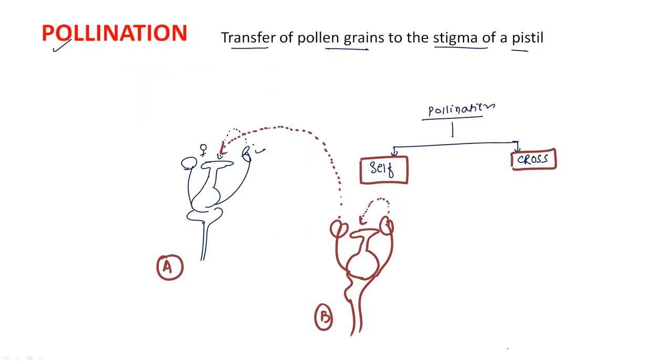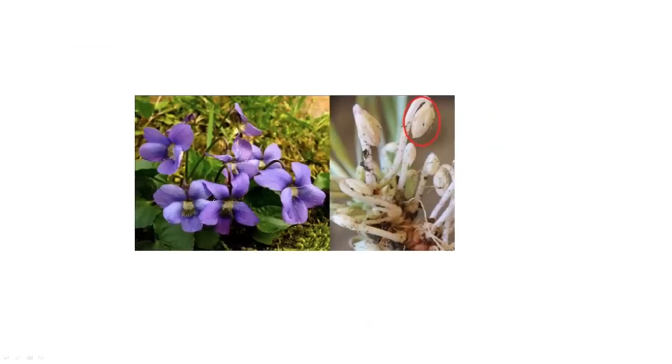Okay, let me just show you the image of the Viola. This is the image of Viola, the common pansy, in which some flowers are opening above the ground, and something like that. Okay, so let's get back to this.